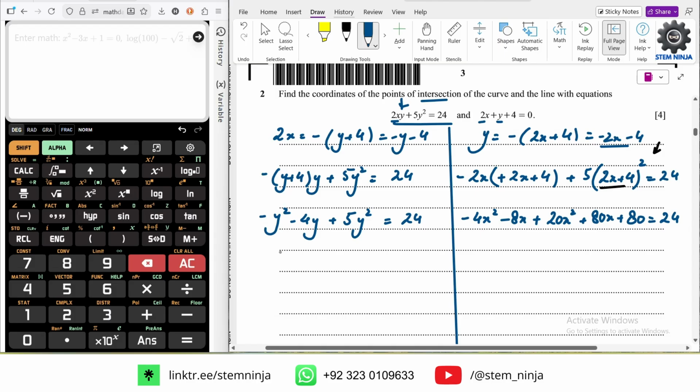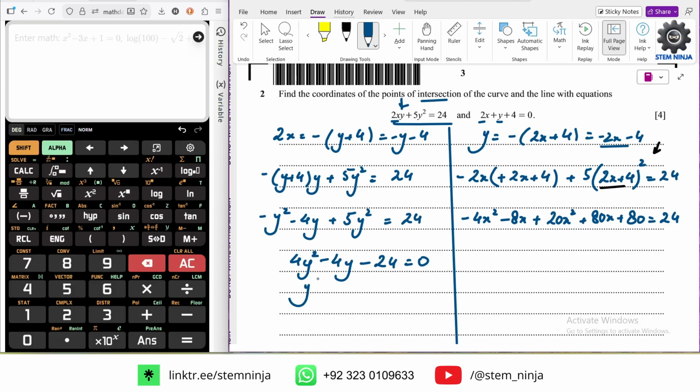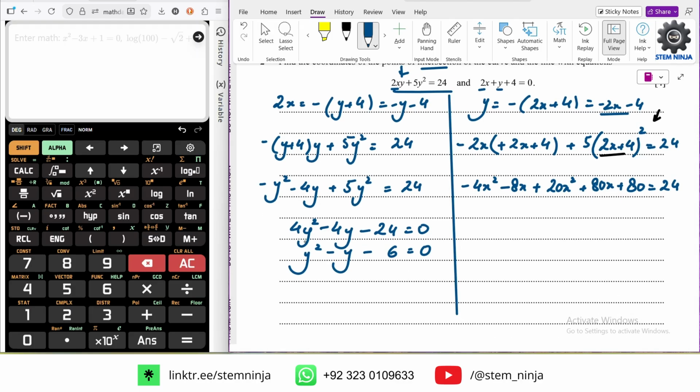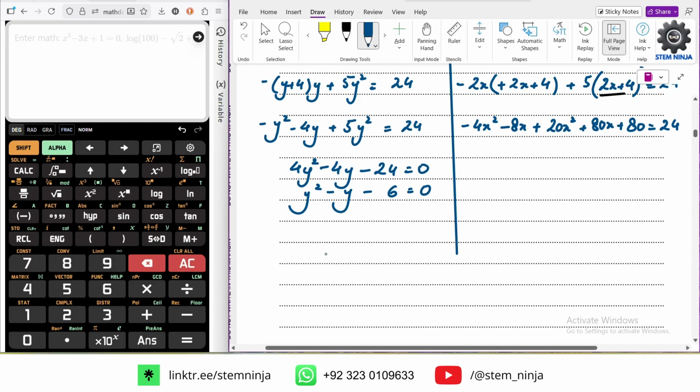So simplifying this, this becomes 4y squared minus 4y minus 24 equal to 0, which can be further simplified as y squared minus y minus 6 equal to 0. Now this can be factorized easily, but let's simplify this one also.